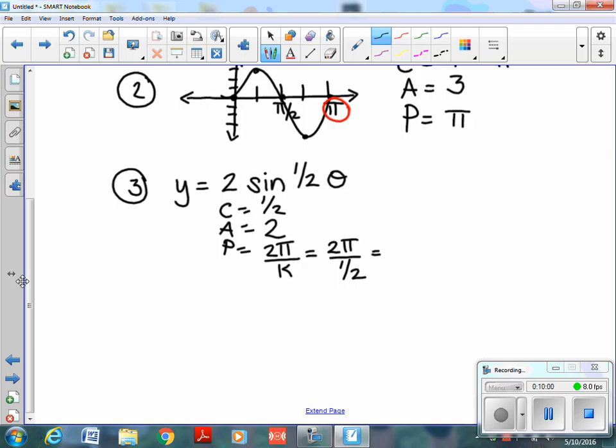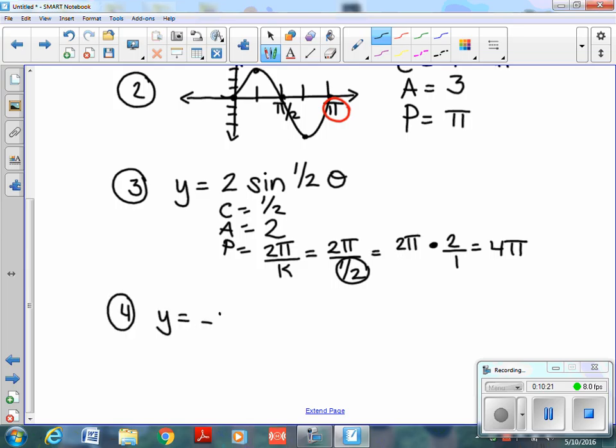Some of you think 2 pi divided by 1/2 is pi, but it's not. I'm going to write it as 2 pi, change my division sign to multiplication, and remember you need to flip this to 2 over 1. So 2 pi times 2 is 4 pi is my period. Okay, do one more.